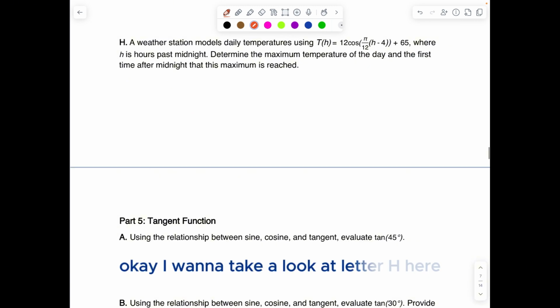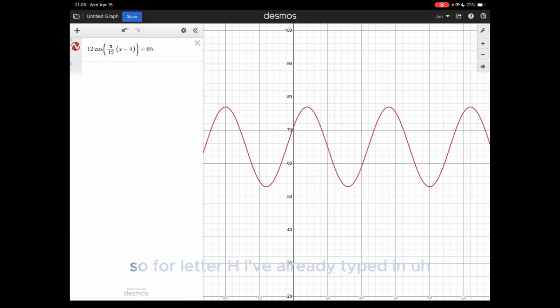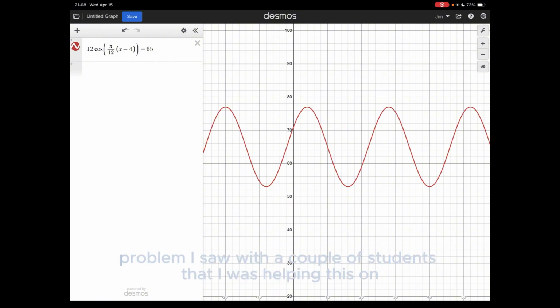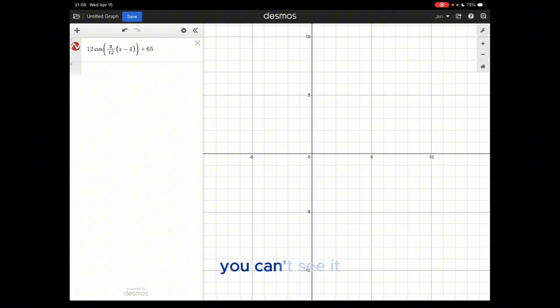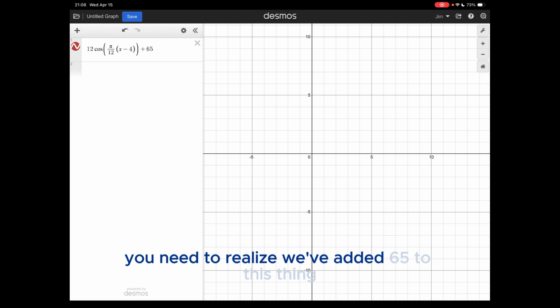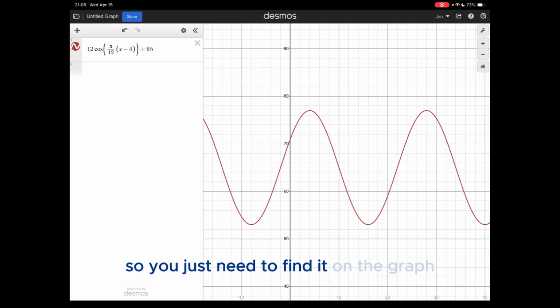Okay, I want to take a look at letter H here, but I'm going to bring up Desmos to do that. For letter H, I've already typed in the function. One problem I saw with a couple of students that I was helping: if you type in the function and look at it around the origin, you can't see it. You need to realize we've added 65 to this, so it's actually way up here. So you just need to find it on the graph.